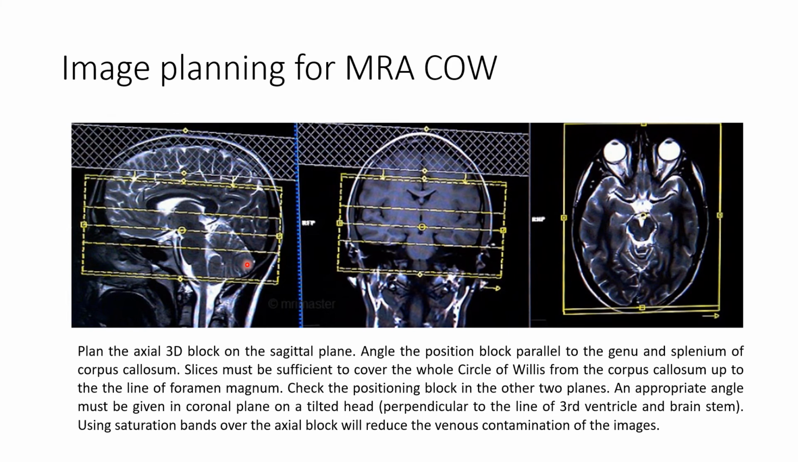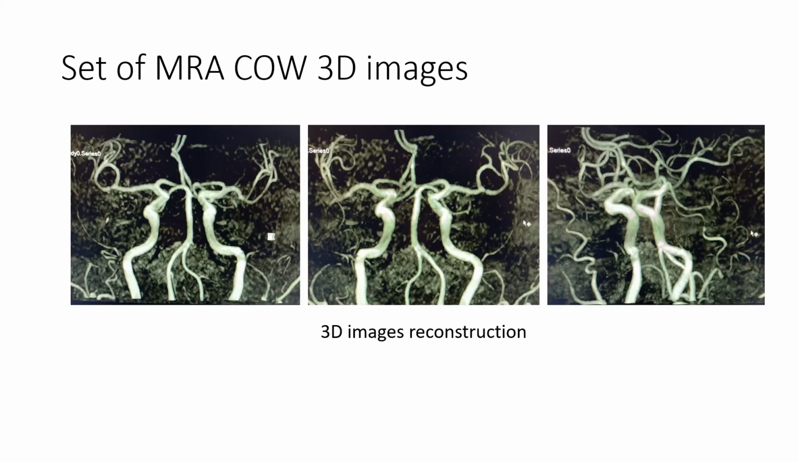Check the positioning block in the other two planes. An appropriate angle must be given in the coronal plane on a tilted head, perpendicular to the line of the third ventricle and brainstem. This is the third ventricle and brainstem. Using the saturation bands over the axial block will reduce the venous contamination of the images. This is the set of MRA circle of Willis 3D image reconstruction.